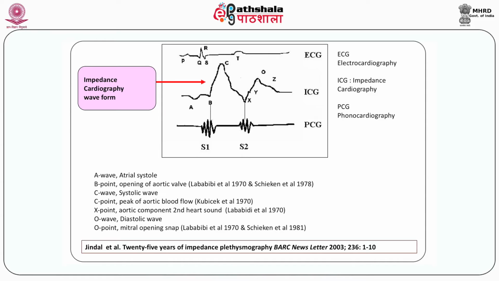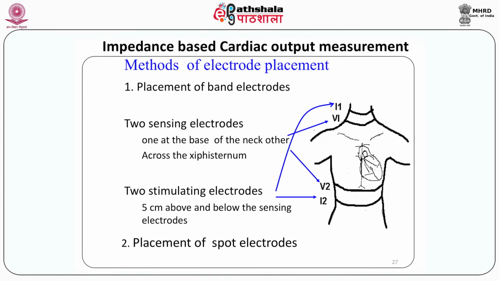The oscillating blood flow has been used to calculate the blood flow variability. BARC and AIIMS New Delhi have carried out large work in this area in India. This is available in the given reference.